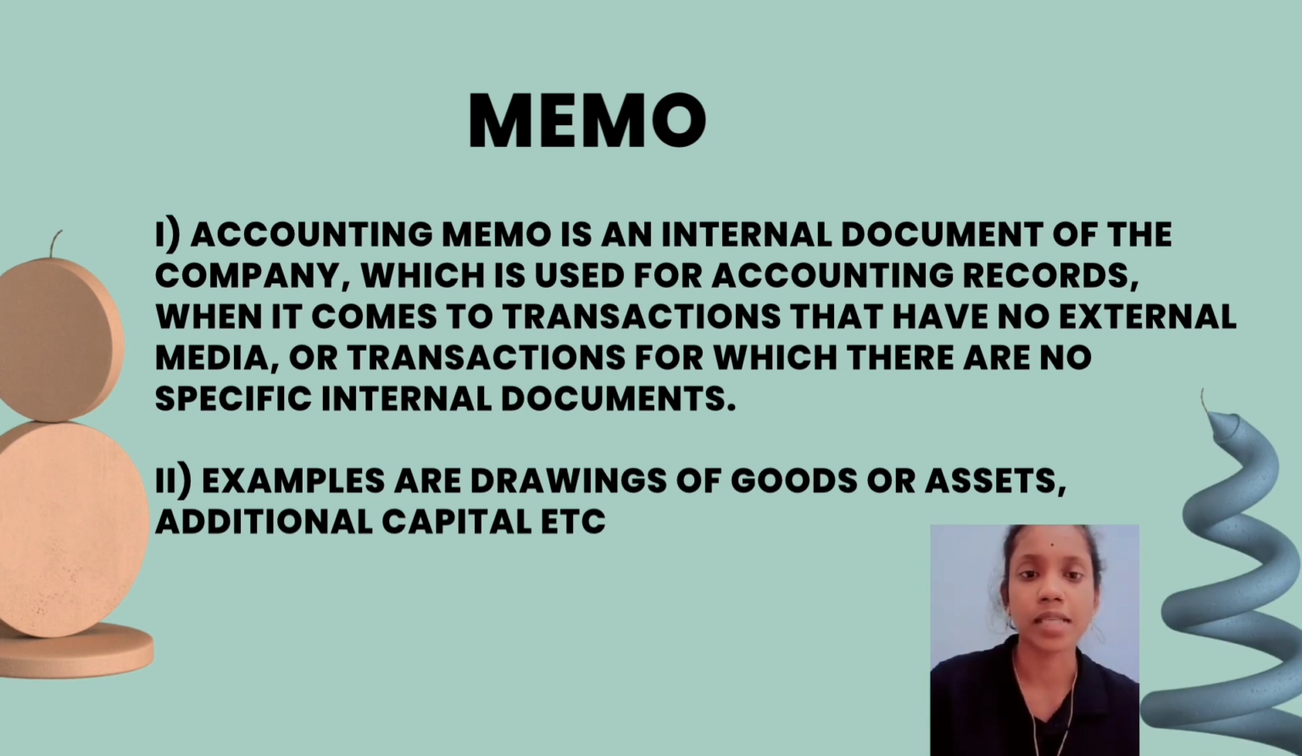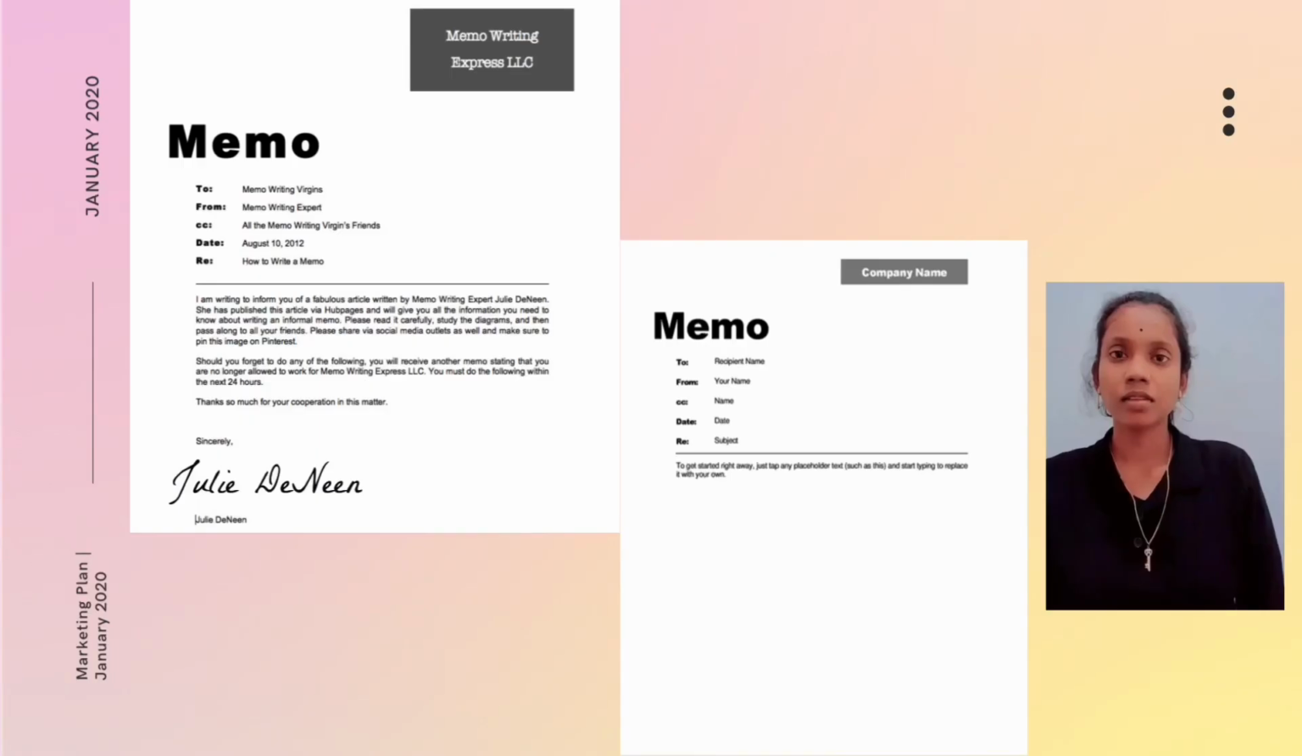An accounting memo is an internal document of the company which is used for accounting records when it comes to transactions that have no external media or transaction for which there are no specific internal documents. Examples are drawing of goods or asset, additional capital, etc. This is an example of a memo.